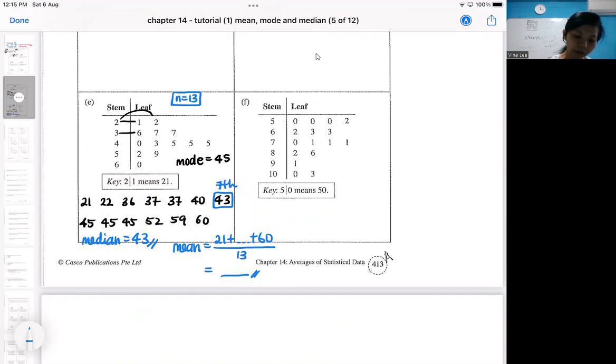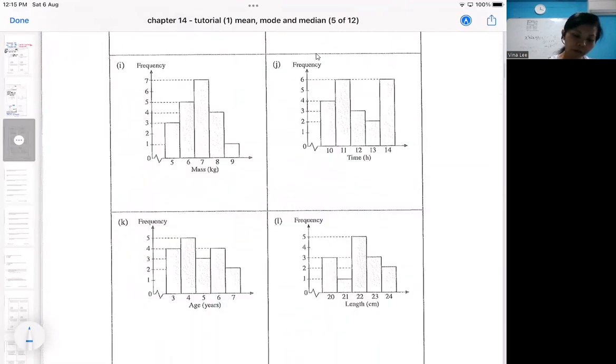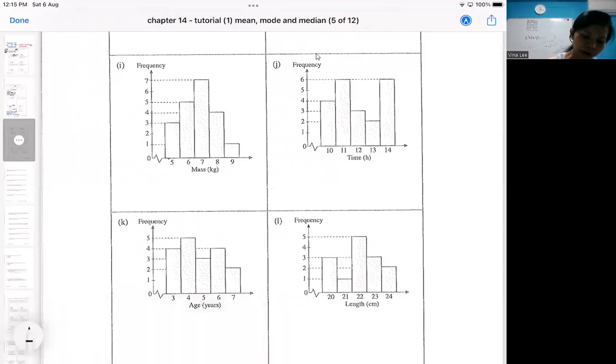So there's another category. There's still a bar chart. For the bar chart, you can also write it up. So for a bar chart, for example, 5 kg, frequency is 3. So it's like 5, 5, 5. 6 kg, frequency is 5. So 6, 6, 6, 6, 6.